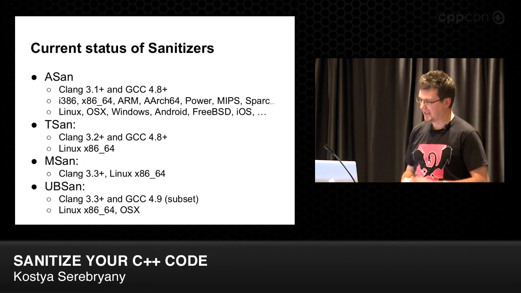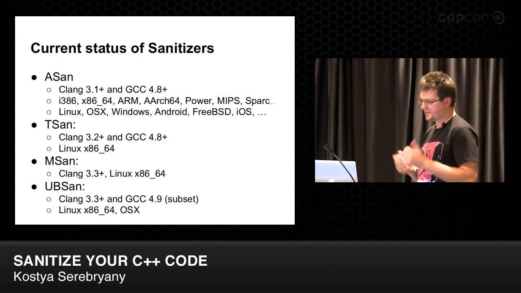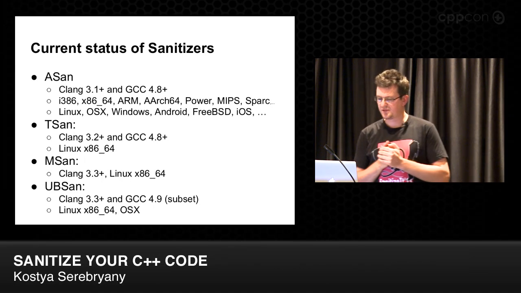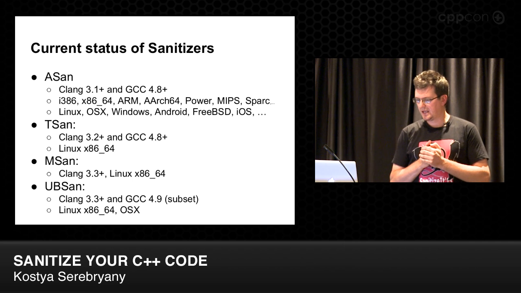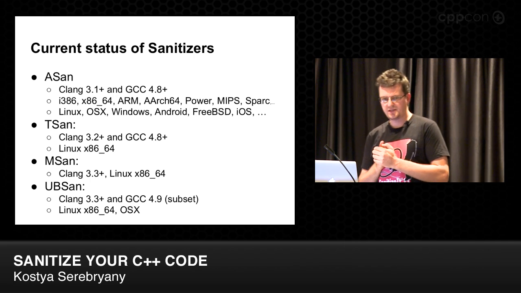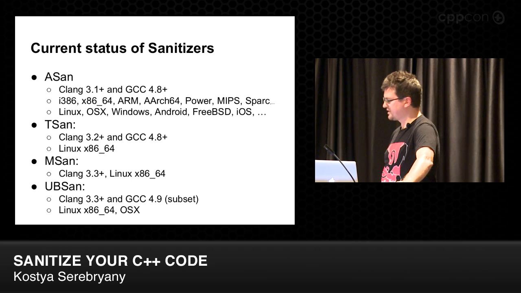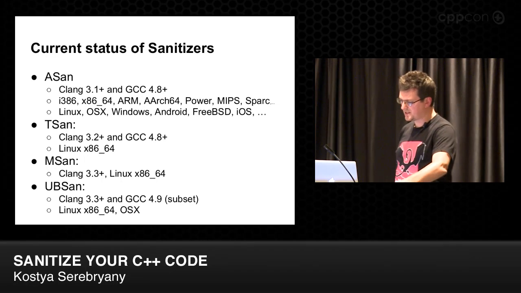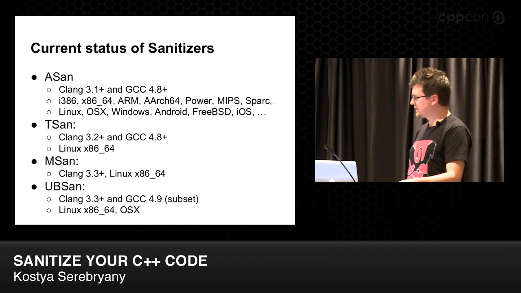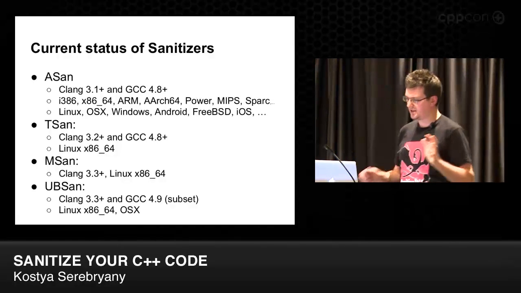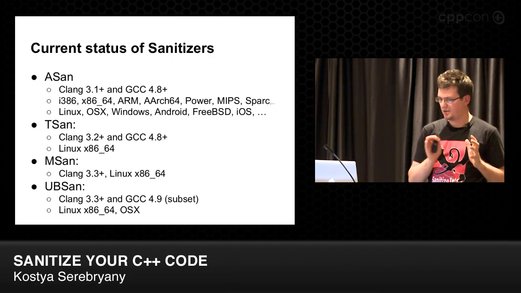TSan exists in two major open source compilers, but it only supports Linux 64-bit x86. MSan is even newer. Today it exists only in Clang, and also only supports x86-64 Linux. UBSan is simpler to port anywhere, but we didn't try to do it yet. So it is currently in both compilers. We use it on Linux x86-64, and someone uses it on OS X.